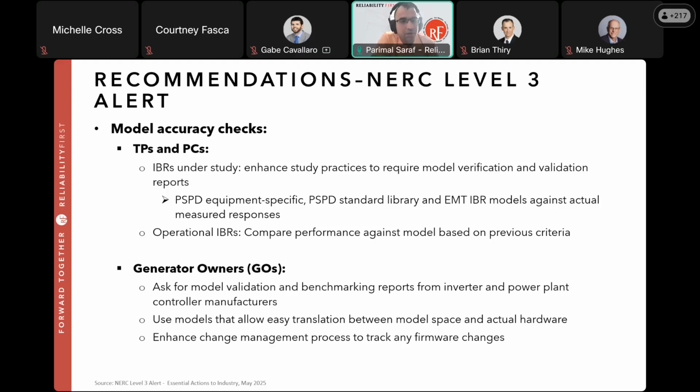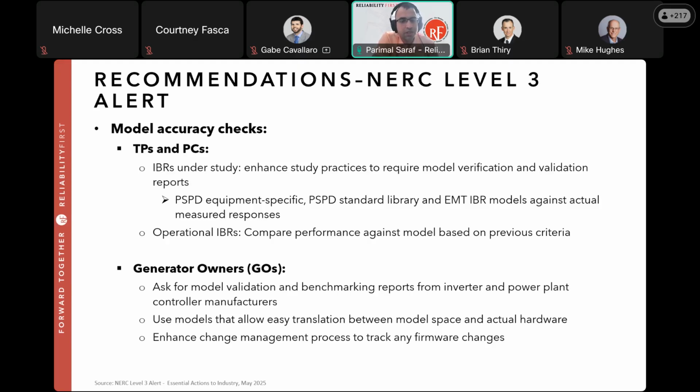The NERC recommendation for GOs, which are the generation owners, is to ask for model validation and benchmarking reports from inverter and power plant manufacturers. So inverter manufacturers like SMA, Power Electronics, Tesla should provide these generation owners with benchmarking reports showing that the inverter models do replicate what their hardware does. So that was one of the recommendations that NERC laid out for the generation owners.